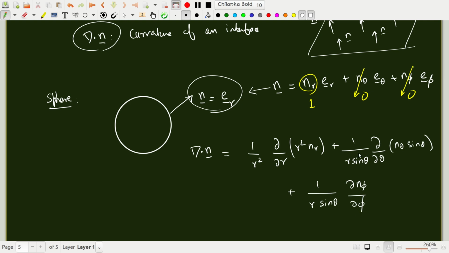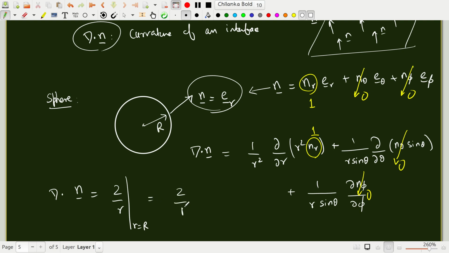I don't want you to memorize this, but just be aware that the gradient or divergence operators are different in different coordinate systems. Okay, so you know that for a perfect sphere, n theta is 0, n phi is 0, so you will get del dot n, and nr is 1. So I'll simply have partial of r squared, which is 2r in the numerator, with an r squared in the denominator will give you simply 2 upon r, and this has to be evaluated at the radius of the surface, because r is the radius of the surface, so this becomes 2 by r.